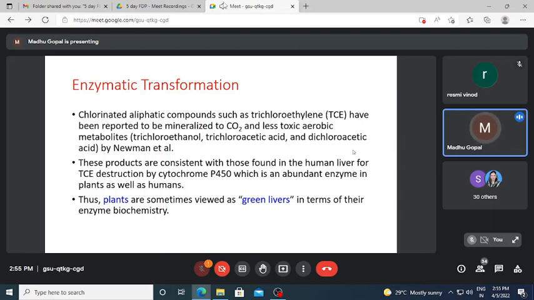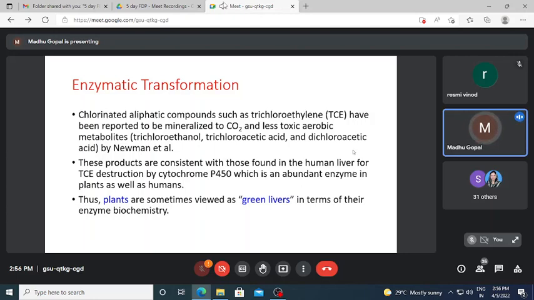Chlorinated aliphatic compounds are found in hazardous waste dumping sites, and a very popular example is trichloroethylene. By enzymatic transformation, these substances may be converted to gases like carbon dioxide and less toxic aerobic metabolites. So simpler metabolites will be formed. From trichloroethylene, you get trichloroethanol, trichloroacetic acid, dichloroacetic acid, and all that. And these products are consistent with those found in human liver.